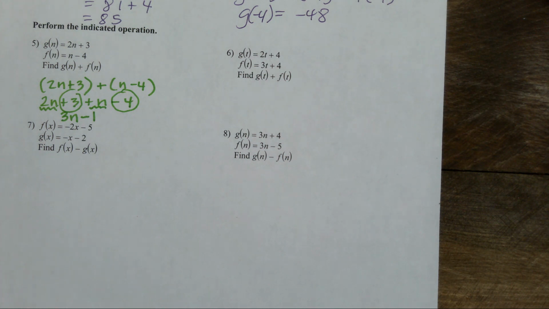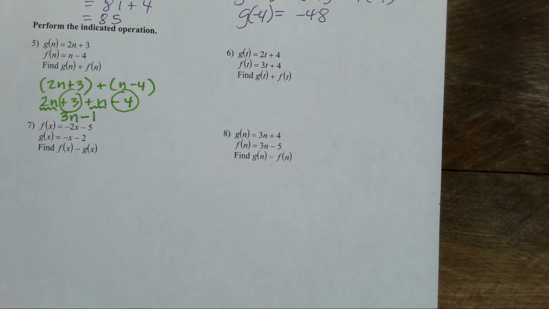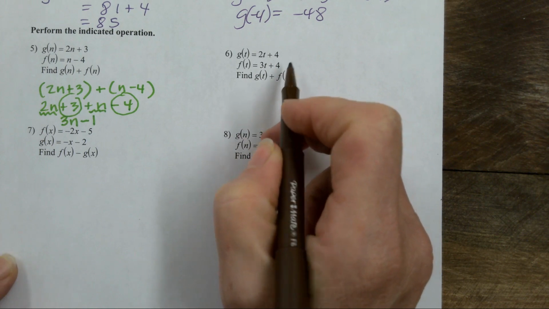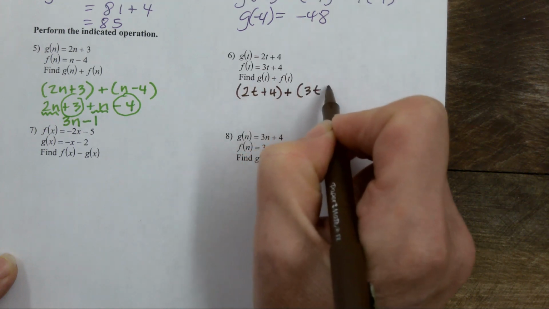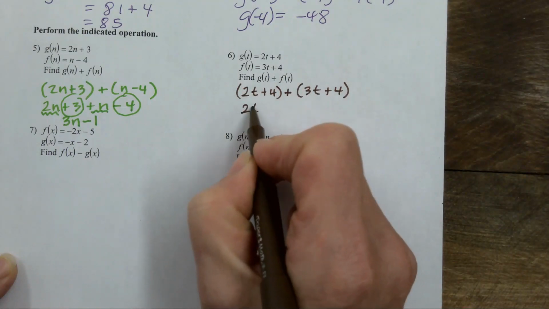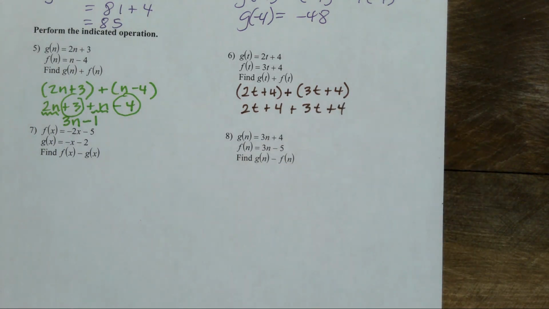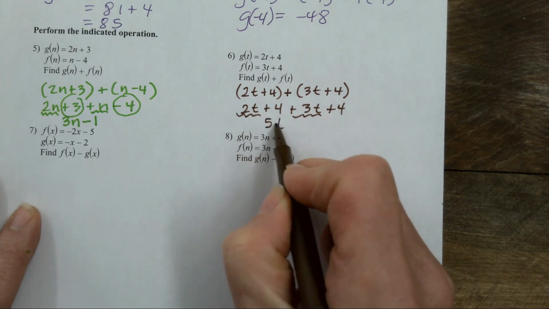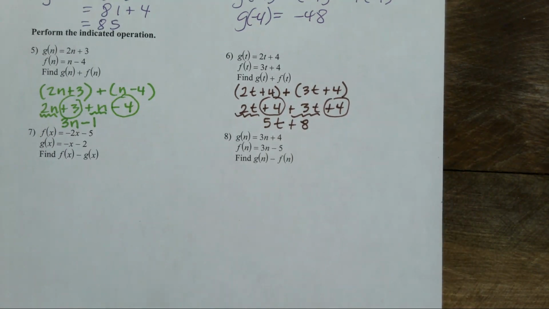Okay? So let's try one more. Addition. This says g of t plus f of t. So I take the g function, 2t plus 4, and add 3t plus 4. Because it's addition, I can drop the parentheses and then combine the like terms. What goes together? 2t plus 3t. What's 2t plus 3t? 5t. Great. And then plus 4 plus 4 is plus 8. Perfect. Excellent. Now I keep saying, because it's addition, I can just drop the parentheses.